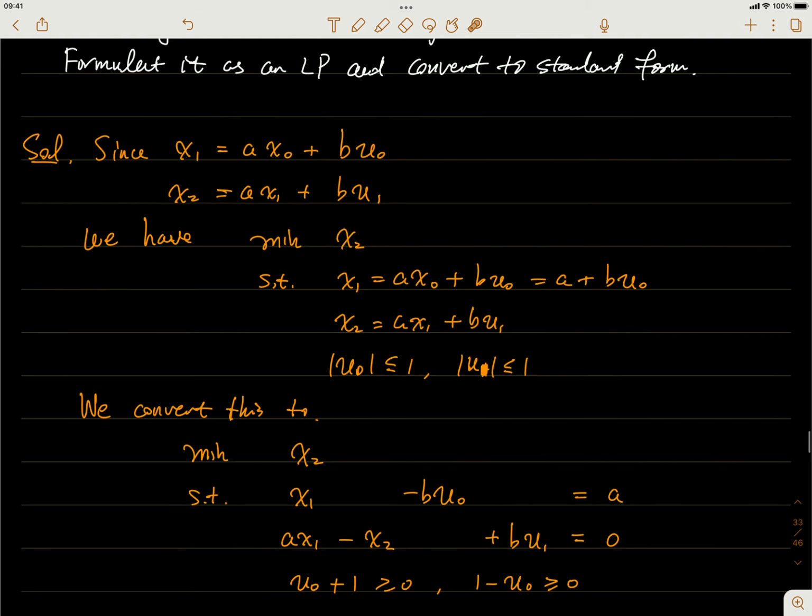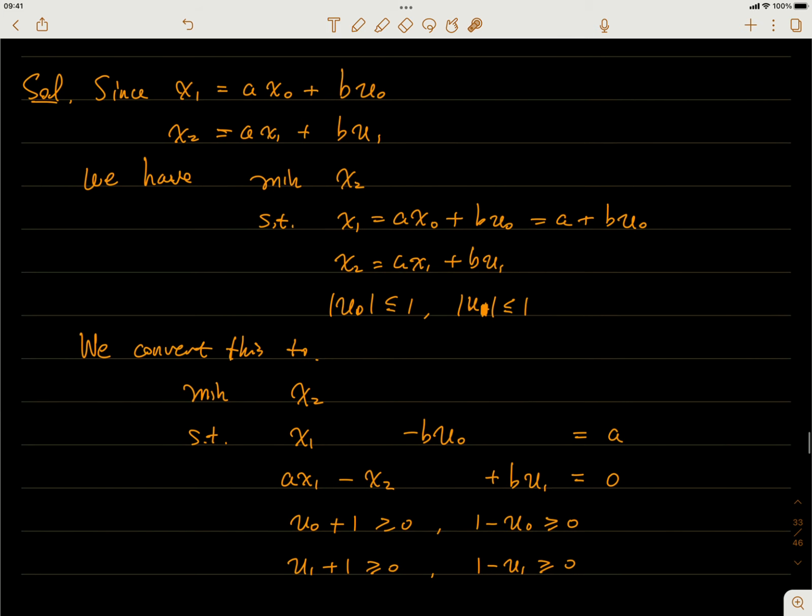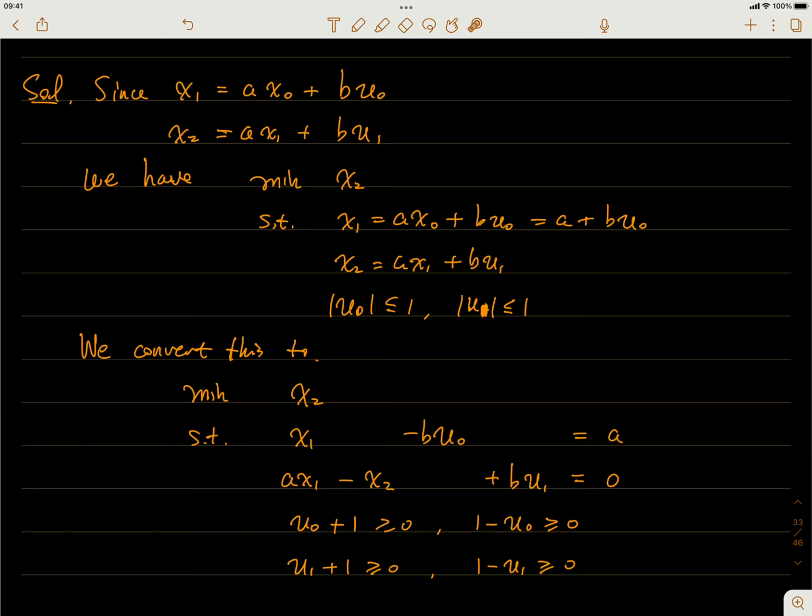Now we try to convert this into the standard form. The variables we have are x_1, x_2, u_0, and u_1, which are all unknown, so we have four unknown variables. x_0 is equal to 1, so it's not a variable anymore. It's just a constant. Now the objective function doesn't change.